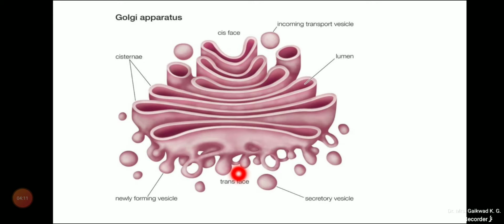Transport vesicles that pinch off from the transitional endoplasmic reticulum merge with the cis face of the Golgi cisterna and add their contents to its lumen. This explains why the Golgi bodies are usually located near the endoplasmic reticulum. The modified and condensed secretions leave the Golgi through the trans face again as membrane-bound vesicles.